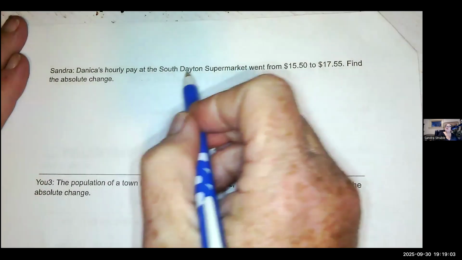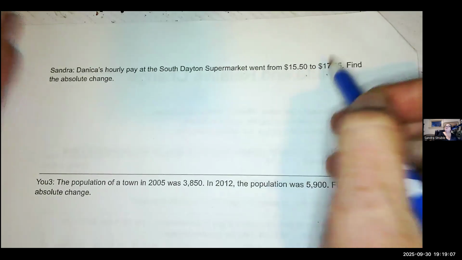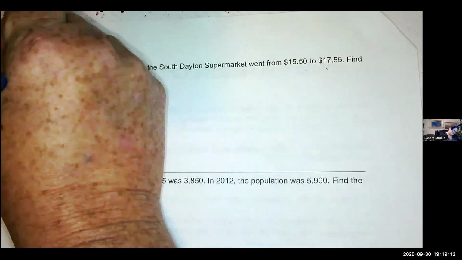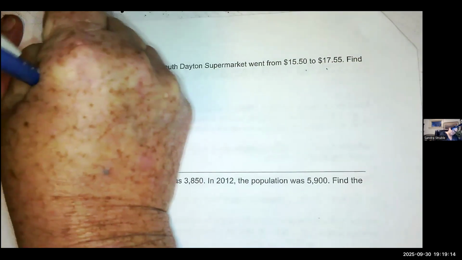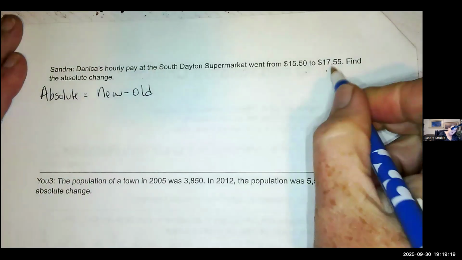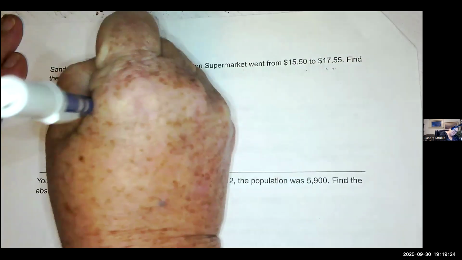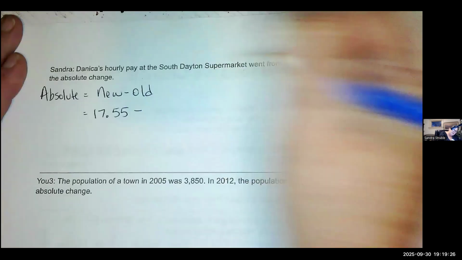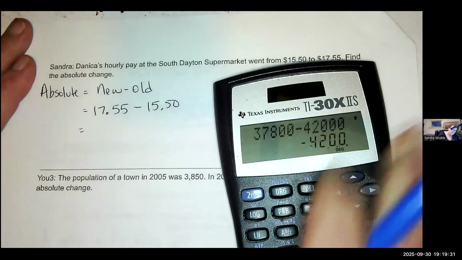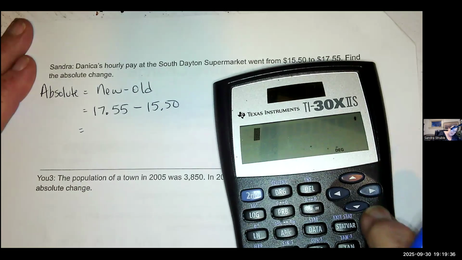Danica's hourly pay at the South Dayton supermarket went from $15.50 to $17.55, and this is all per hour, because it's their hourly pay. Find the absolute change. New minus old. Her new hourly wage is $17.55. And her old one is $15.50. We just subtract these two.